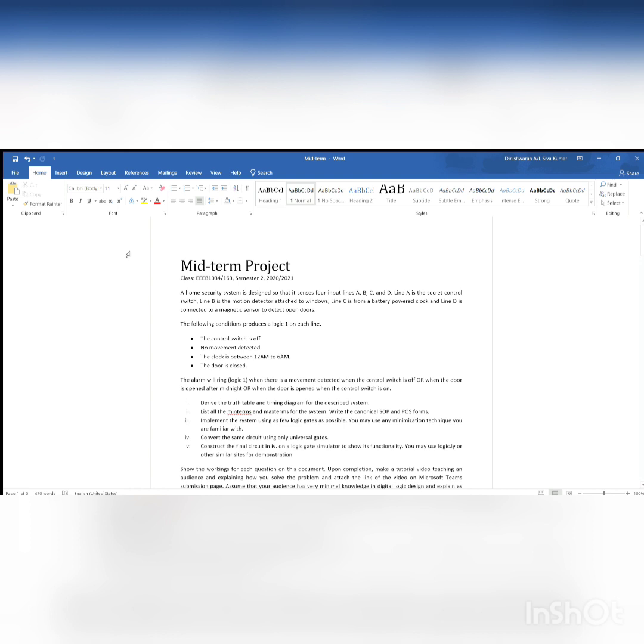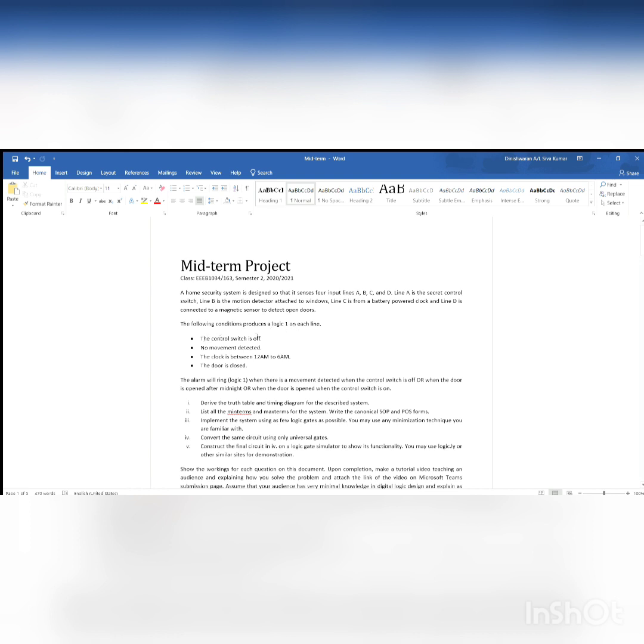So hi guys, this is my midterm project. My class code is EEB1034. I was required to do a security system designed with four input lines A, B, C, and D. Line A represents the secret control switch. Line B is the motion detector attached to the window. Line C is from a battery powered clock, and line D is connected to a magnetic sensor to detect open doors. The following condition produces logic 1 on each line.